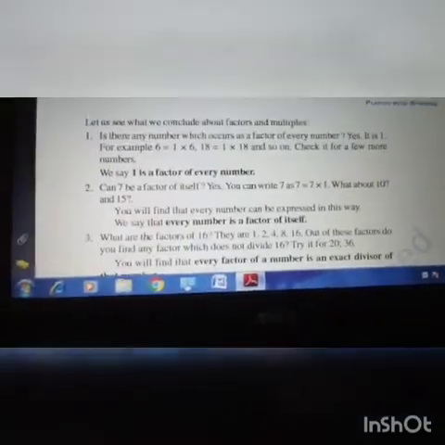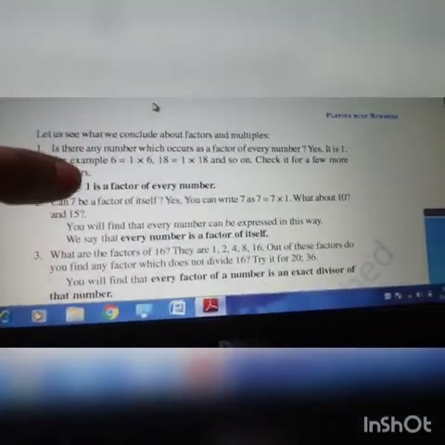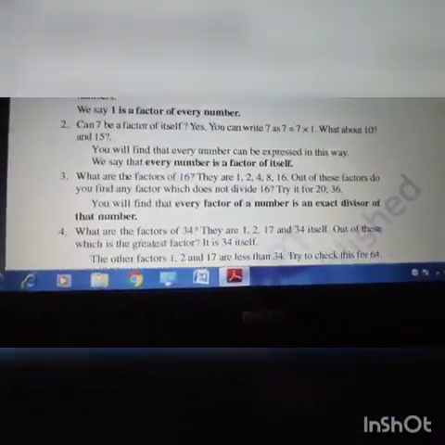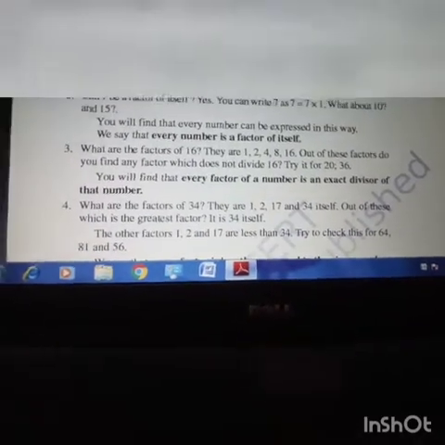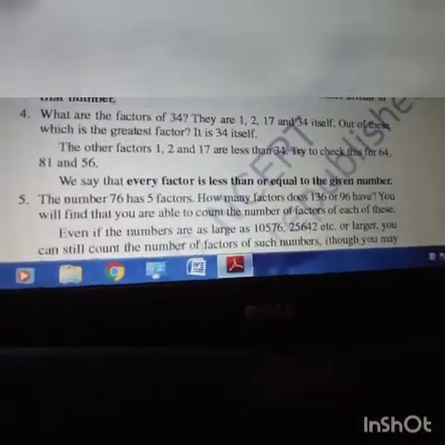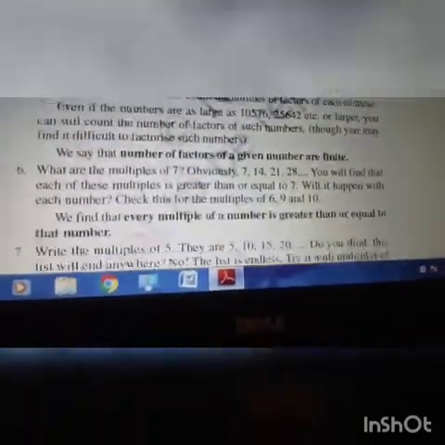1 is a factor of every number. These things you should learn. 1 is a factor of every number, right? Then every number is a factor of itself. Every factor of a number is an exact divisor of that number. What does it mean that every factor is an exact divisor of that number? That we have already learned. Every factor is less than or equal to the given number. Yes, always the factor will be less than or equal to that number.